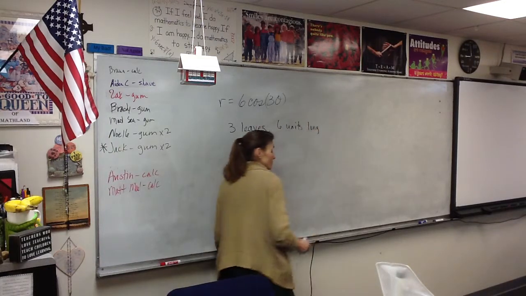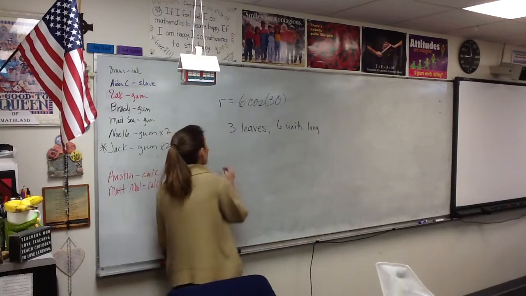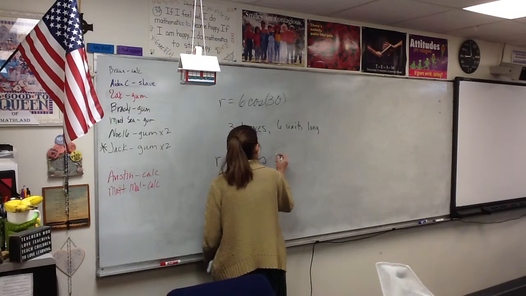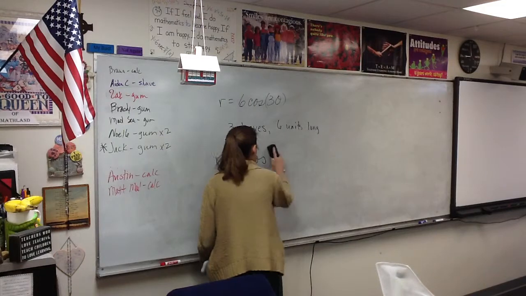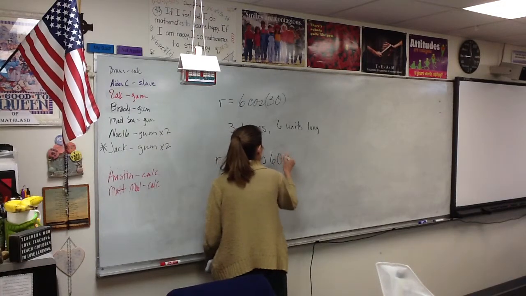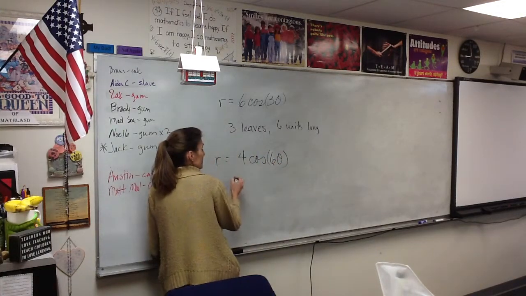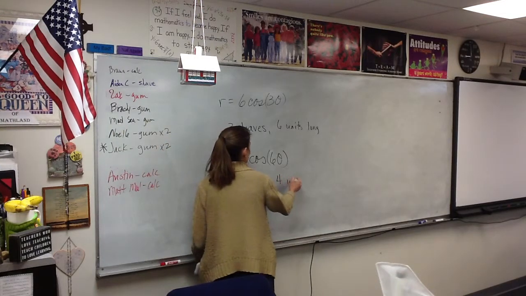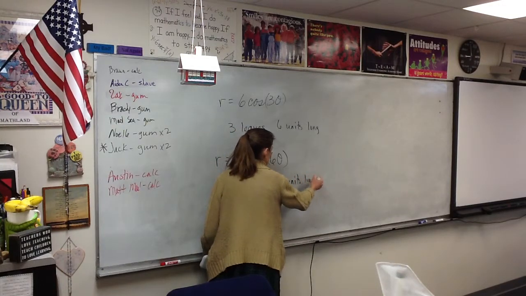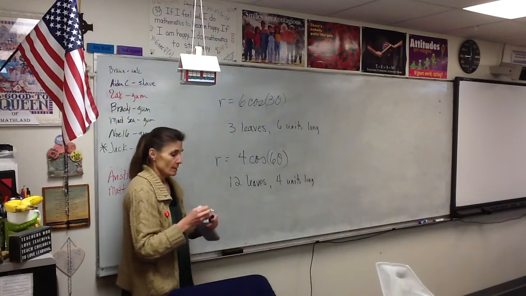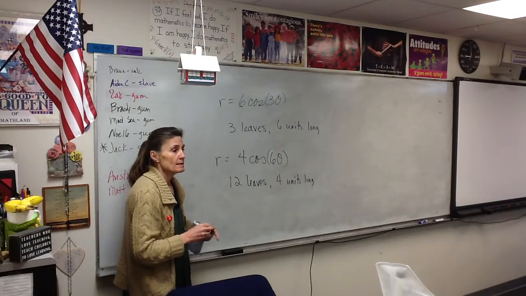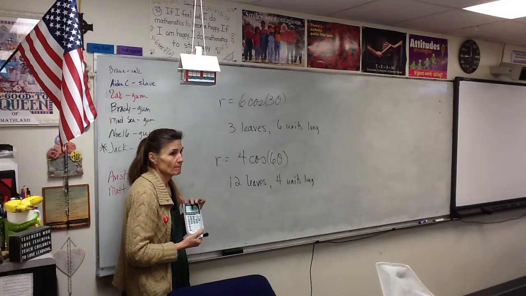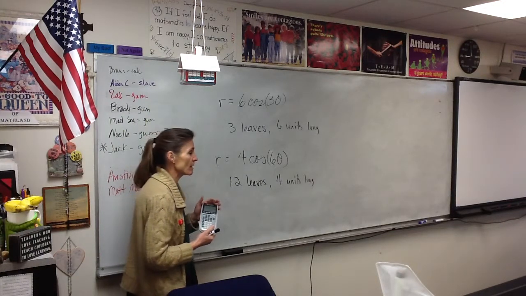Oh. As opposed to 4 cosine 8 theta. Oh, that's a lot of things. 4 cosine 6 theta, you can't even tell. It would have 12 leaves, and they would be 4 units long. If it's even, right? If it's odd... Now, did we talk about theta step yesterday? Okay, we need to do that today.